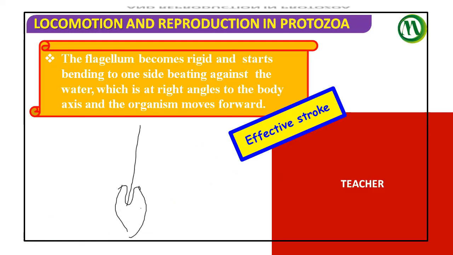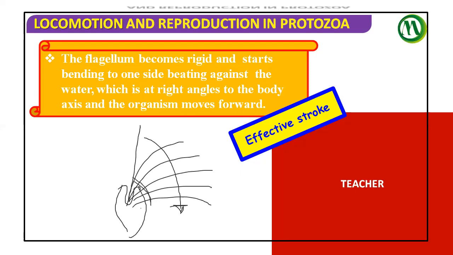So that is what it says: the flagellum becomes rigid. This is the flagellum. It becomes rigid and starts bending to one side like this, beating against the water at right angles. I think you recognize this right angle. Right angles to what? Right angles to the body axis. I'll show the body axis. This is the body axis, the red one I am showing. Right angles to the body axis, a 90 degree angle.